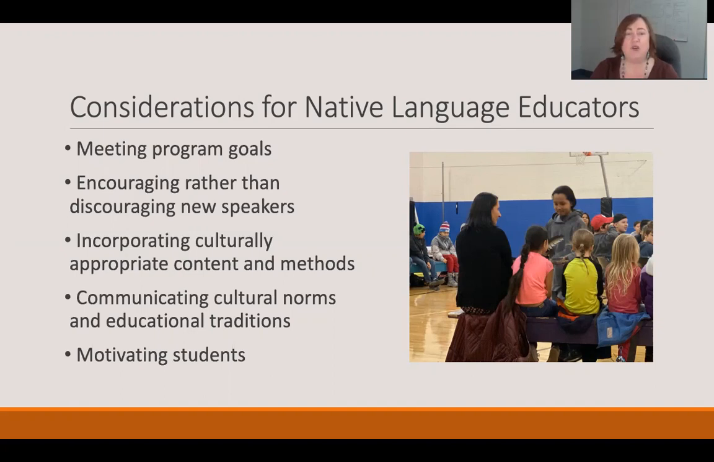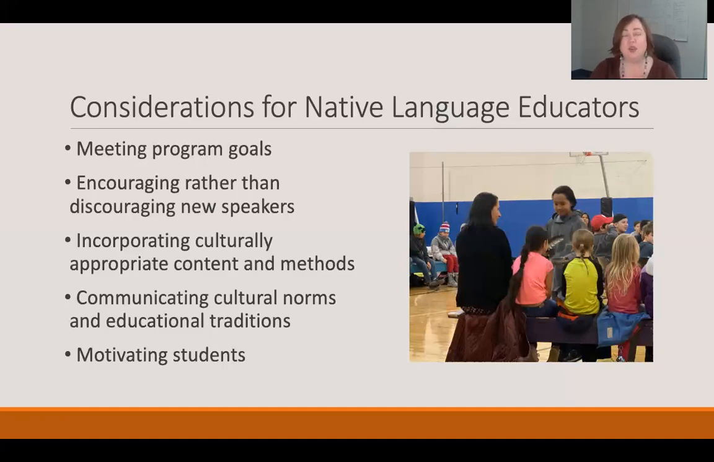Thinking about what your goals are will really help shape how you're teaching the language. We want to make sure that we are encouraging rather than discouraging new speakers. Oftentimes, in my experience, new speakers get discouraged because they can't produce things as fluently as they would like, given their current abilities. So just say that any language use is good language use. Anytime we are using some language, we are doing good work.